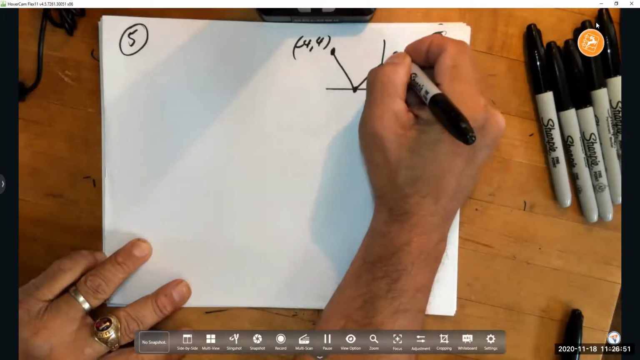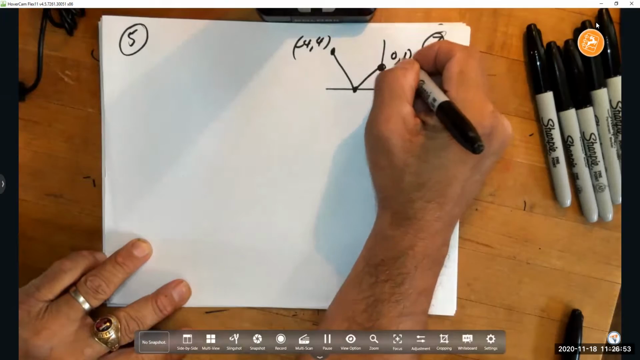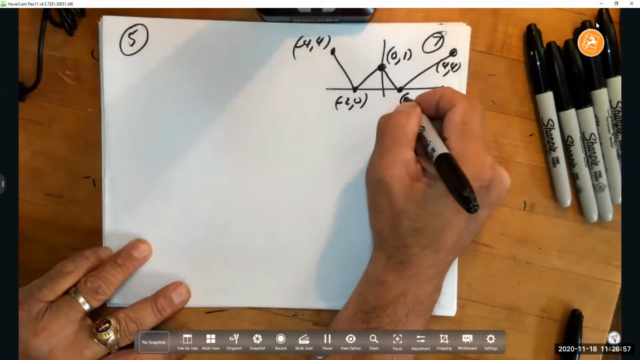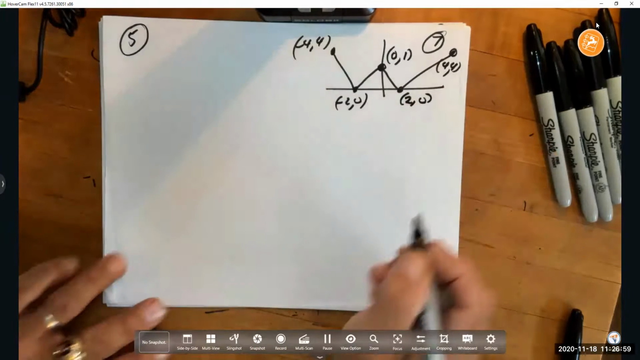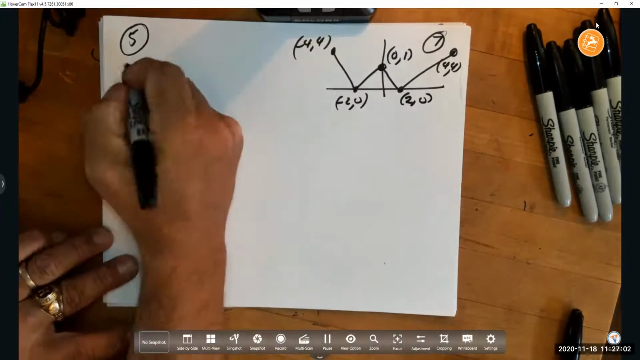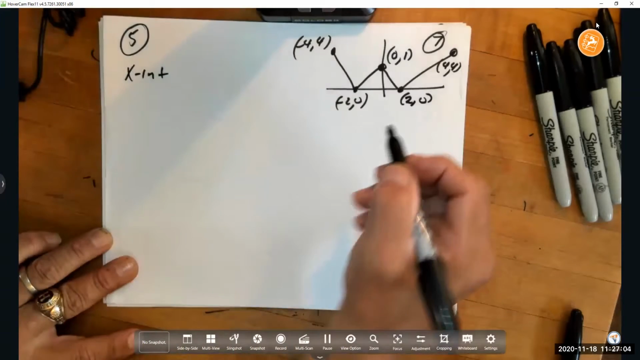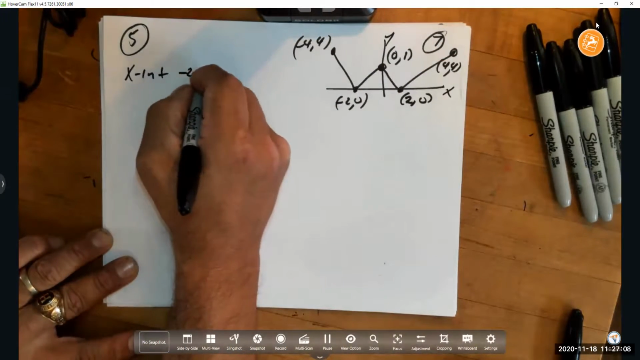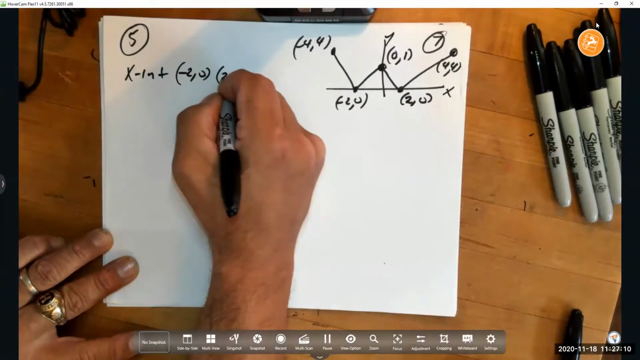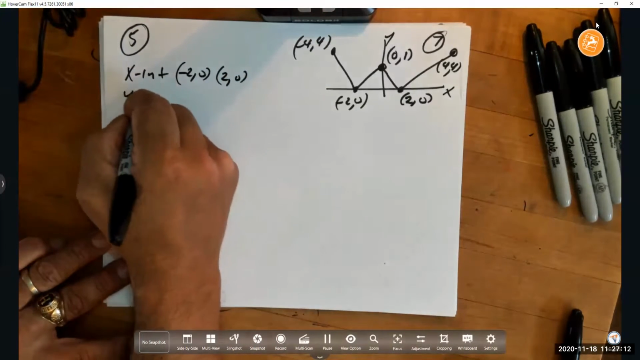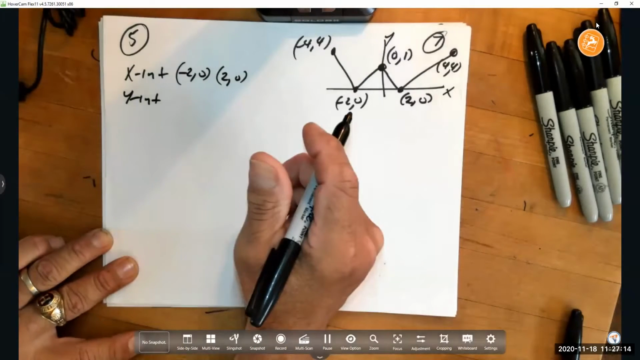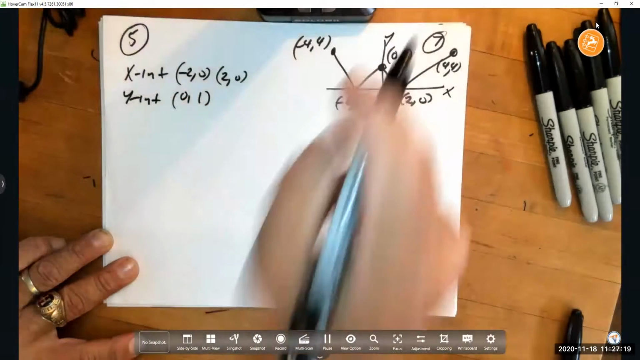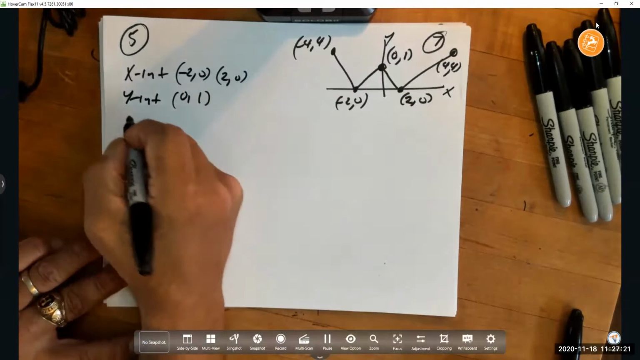This one would be 0 and 1. This would be negative 2 and 0. This would be 2 and 0. Questions are the x-intercepts. This is the x, this is the y. So x-intercepts are negative 2, 0 and 2, 0. The y-intercept says right here, 0, 1. That's it. And the next question is domain.